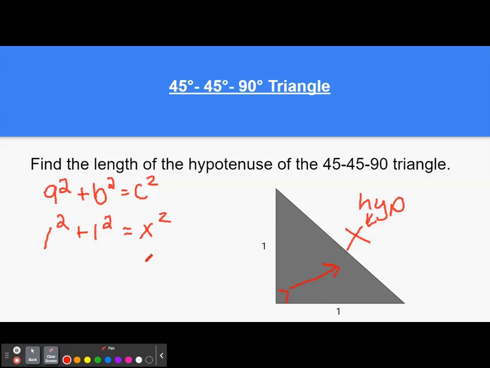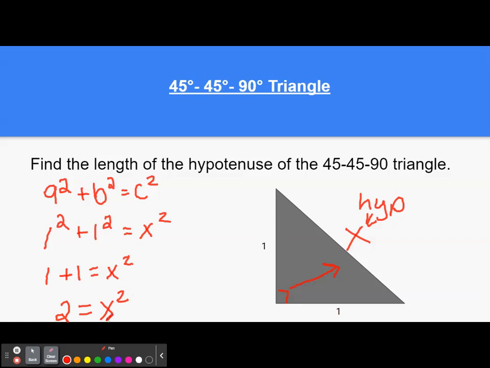And you can do this anywhere on your paper. Just work it out. Now, next question. What is 1 squared, Nate? 1. So 1 plus 1 equals x squared. And now the toughest question ever asked in math. Alex, what's 1 plus 1? 2. So 2 equals x squared.